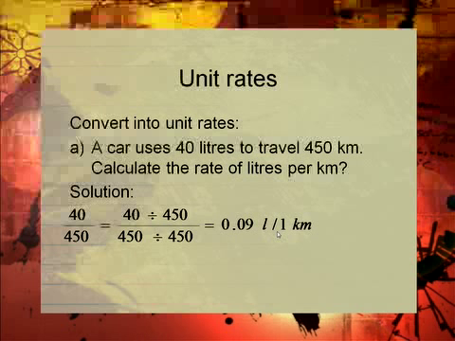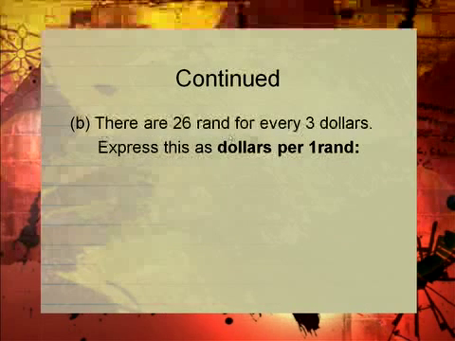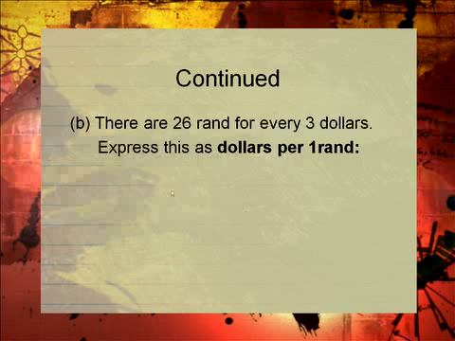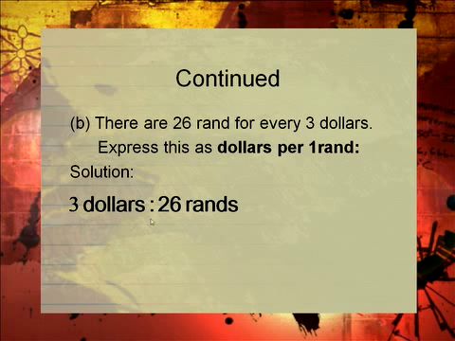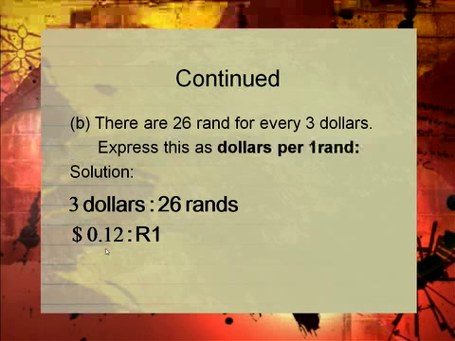We use this when we answer questions related to rates. Cool. And then look at this. There are 26 rands for every $3. Meaning, when you express this as a unit rate, we put $3 is to 26 rands, and now you divide by 26 here and divide by 26 here. What do you have now? You have 0.12 is to 1 rand. Since you have 1 here, this means a unit rate.